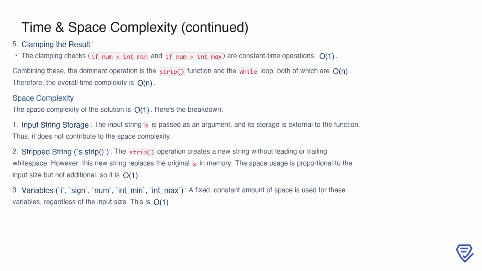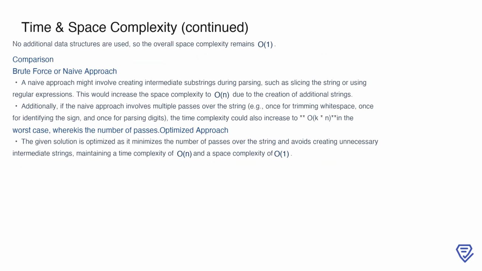Moving on to space complexity, this algorithm uses O(1) space. The input string is passed as an argument to the function, and its storage is external, so it doesn't add to the space complexity. When we use s.strip, it creates a new string without leading or trailing whitespace, but this new string replaces the original in memory, so no additional space is used. Finally, the variables used in the function, such as i, sign, number, and others, occupy a fixed amount of space regardless of the input size. This keeps the space complexity at O(1). Because this solution avoids using any additional data structures, the overall space complexity remains O(1).